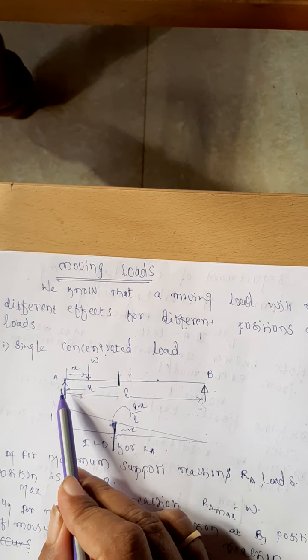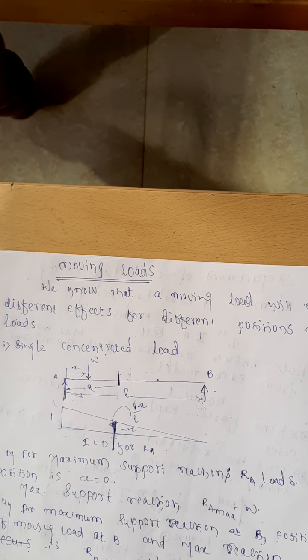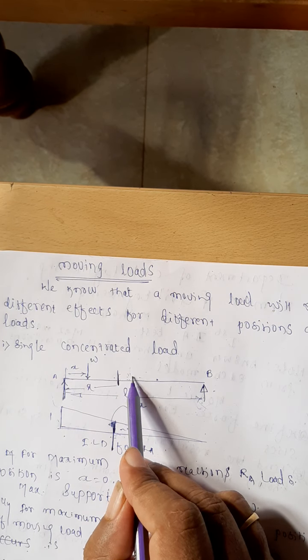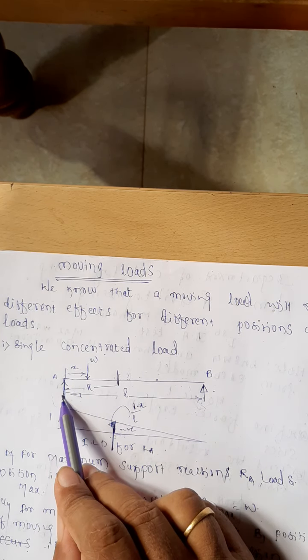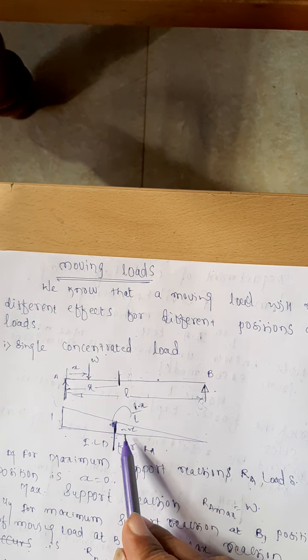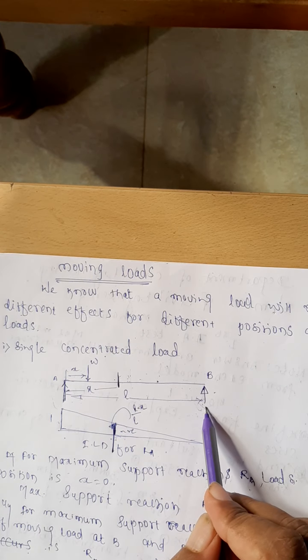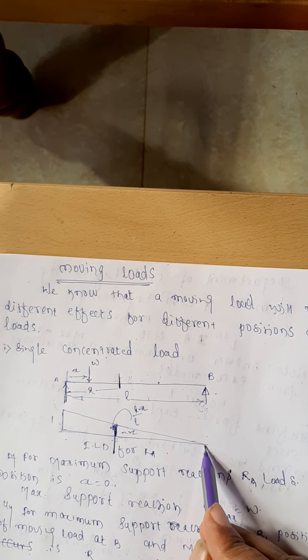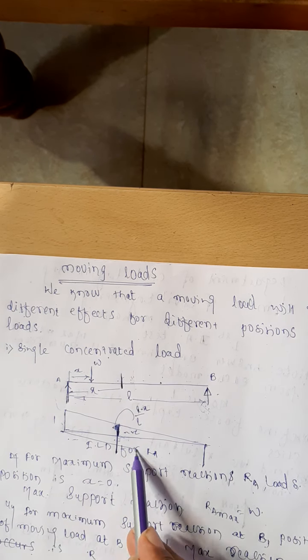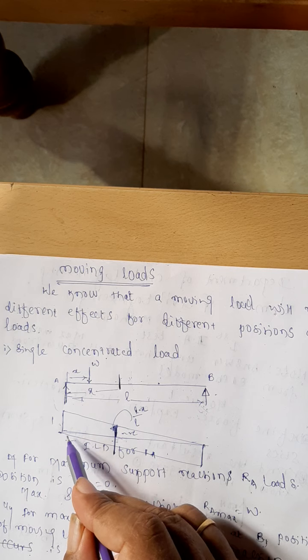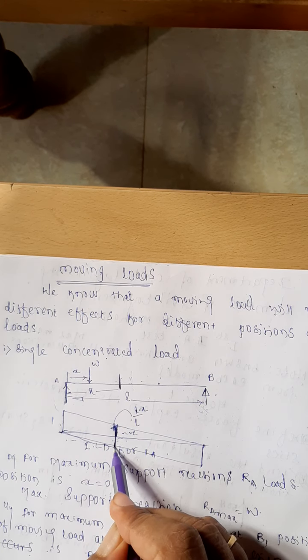When the load is in this location, whatever the influence line diagram for RA is there, that will be the SF. And when load comes here, this is what the influence line diagram for RA is. When the load is in this location, influence line diagram for RB means I need to lift this by unity and join it like this. So, influence line diagram for the shear force will be like this.